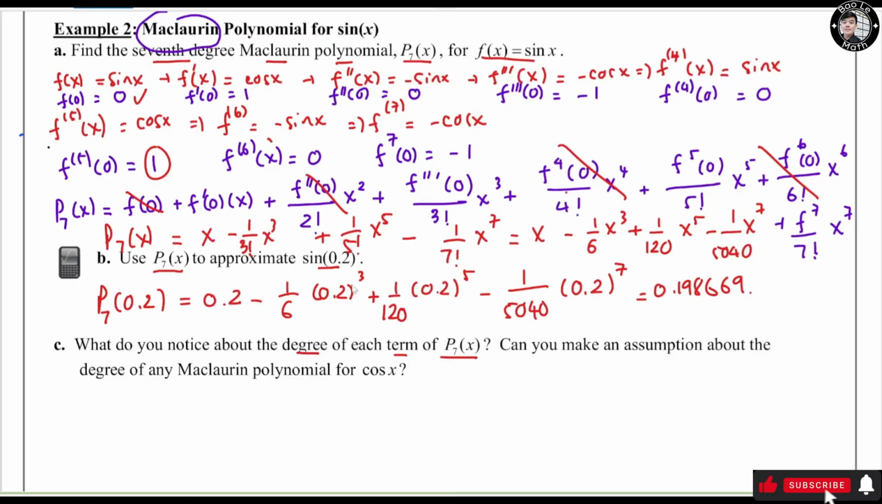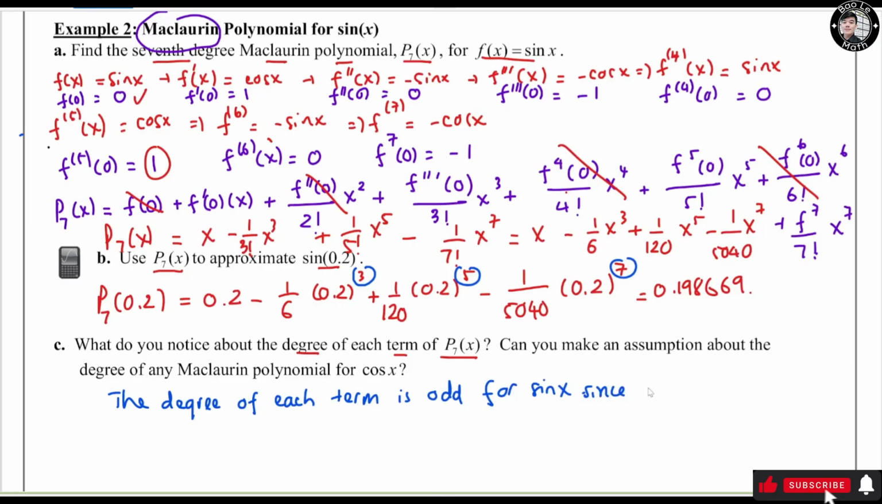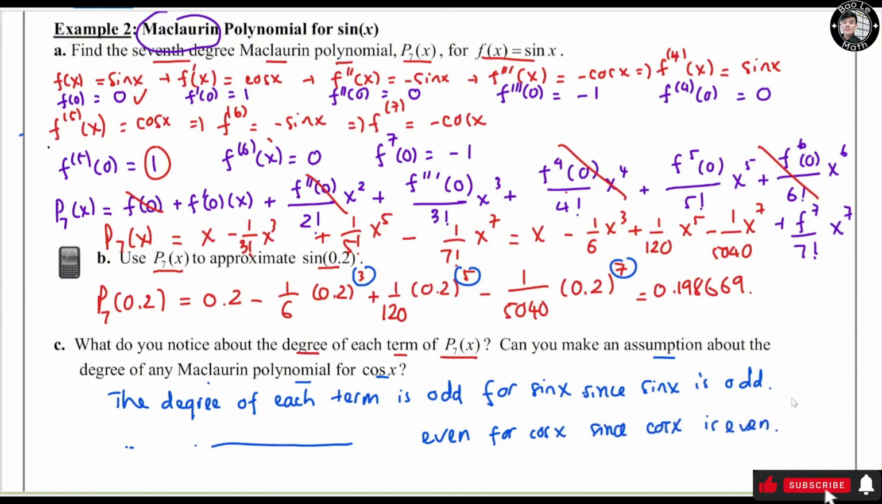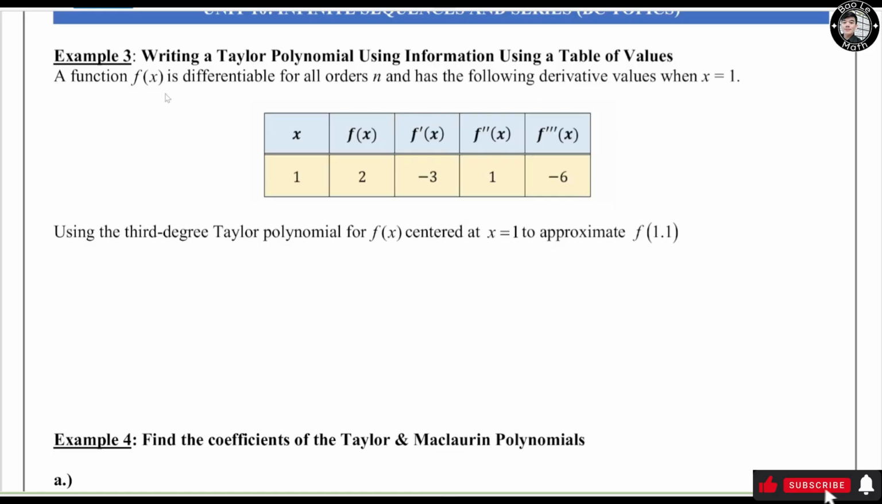So we see that the degree of each term is 3, 5, 7, which is odd, since the sine function is odd. Now, can you make an assumption about the degree of any Maclaurin polynomial for the cosine? Similarly, the degree of each term is even for cosine, since the cosine function is even. Now let's move on to example number 3.